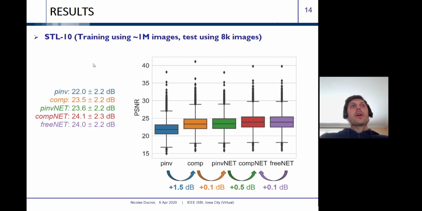Here are our results. We trained these networks using the STL10 database. It has 100,000 images, and we tested using 8,000 images. Here we have the results in terms of PSNR. The worst PSNR is given by the pseudo-inverse solution, and this is really improved by considering the linear completion scheme. We have 1.5 dB of improvement, which is quite huge. We only have a slight improvement of 0.1 dB by considering the pseudo-inverse network, which means that the completion approach already does a really good job at reconstructing the images. We have an improvement of 0.5 dB by considering the completion network, which is very similar to what is obtained with the free network, but I recall that this network has many fewer parameters.